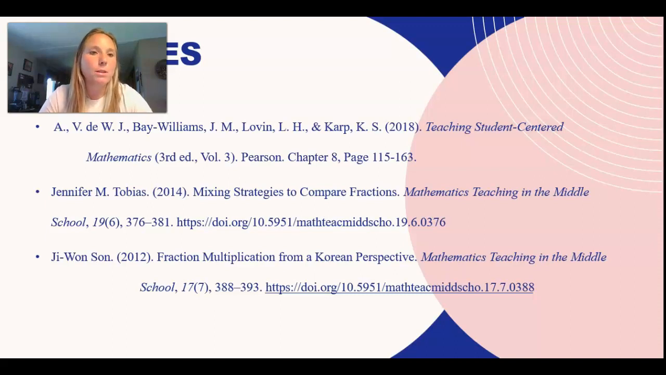And here we have the three sources. We have the textbook, and then I have two different articles of mathematics.